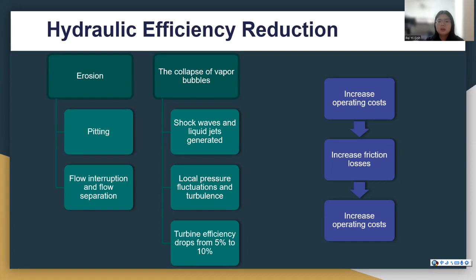The collapse of bubble particles near the solid surface also generates shock waves and liquid jets that create disturbance and lead to local pressure fluctuations and turbulence. When the bubbles are collapsing, the turbine efficiency drops by 5% to 10%. The loss in efficiency also causes frictional losses to increase, turbulence levels to change, and operating costs to increase due to the requirement for regular maintenance and replacement.